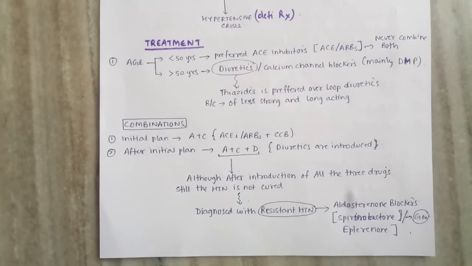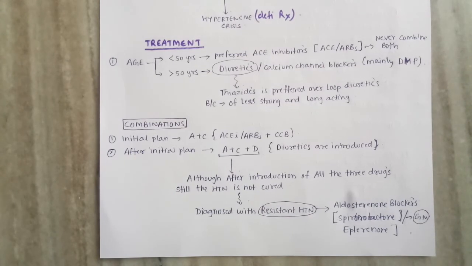Okay, so although after introduction of all these 3 drugs, the hypertensive patient is still not curable and the BP is not coming down, this is the point where the doctor has to diagnose the patient with resistant hypertension. So what does resistant hypertension mean? After giving all 3 combinations of drugs, such as the ACE inhibitors, calcium channel blockers and diuretics, the patient is still not recovering. So this hypertension is resistant to all these drugs. This is the time where we have to start with the aldosterone receptor blockers such as spironolactone or eplerenone.